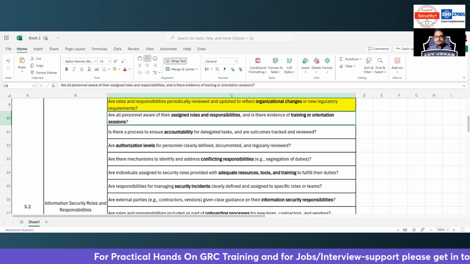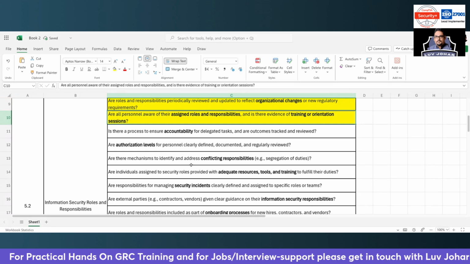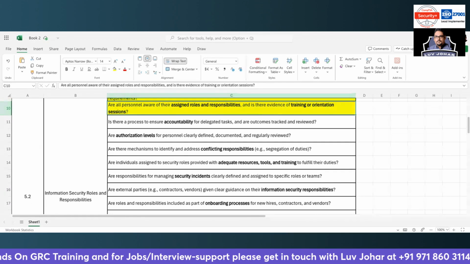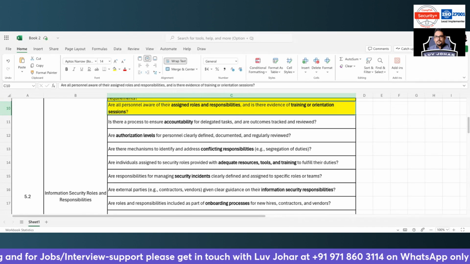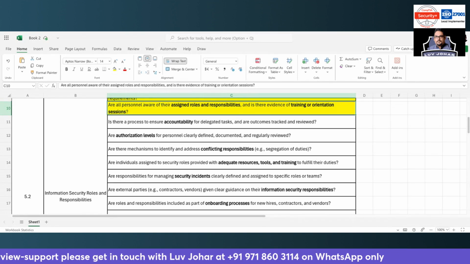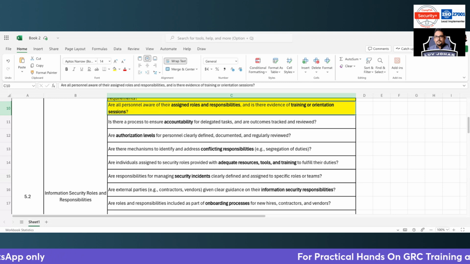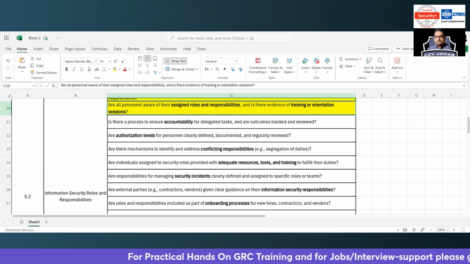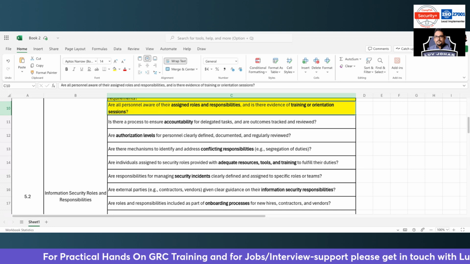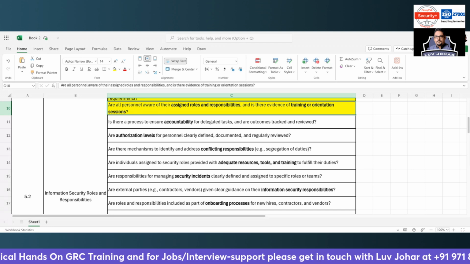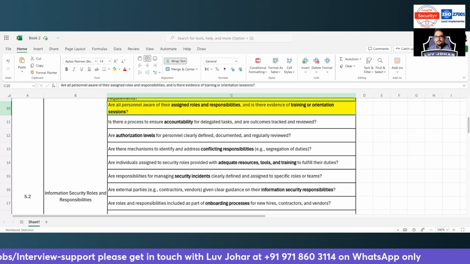After that, you need to check: are all personnel aware of their assigned roles and responsibilities, and is there evidence of training or orientation sessions? For example, if I have been assigned a role as a system administrator, do I know my role as a system administrator, or do I need training to make sure that I understand what all controls fall into my role? For that, you might have to conduct training sessions as well.